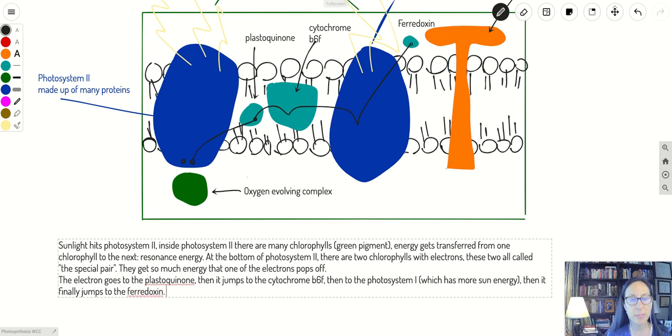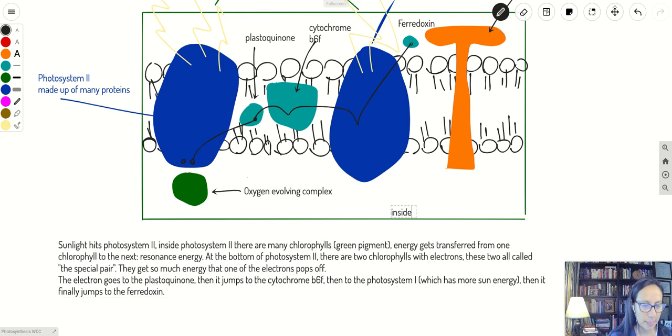Okay. And so the ferredoxin is on the outside of the thylakoid. And I want to point out that down here underneath, this is the inside of the thylakoid. So I'm going to say inside of the thylakoid. Okay. And then out here is the stroma. So that's outside of the thylakoid. So I'm going to put stroma out here. Okay. And so out here we have this ferredoxin.